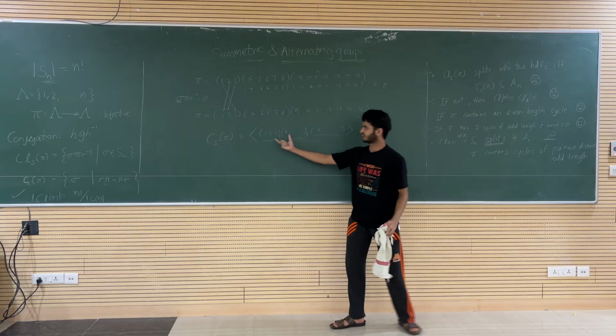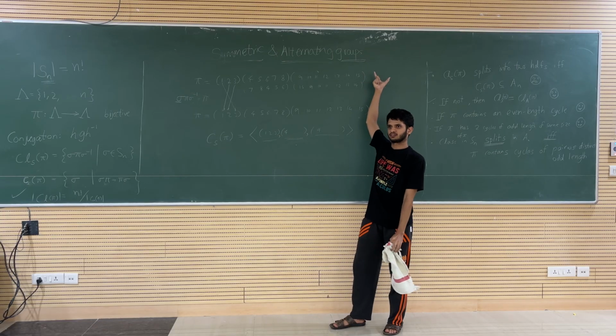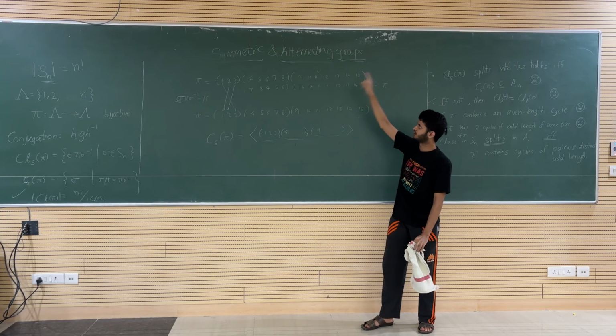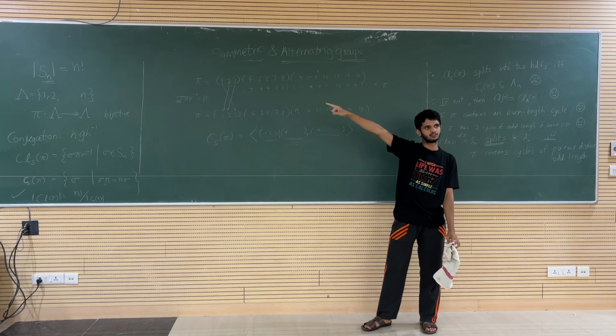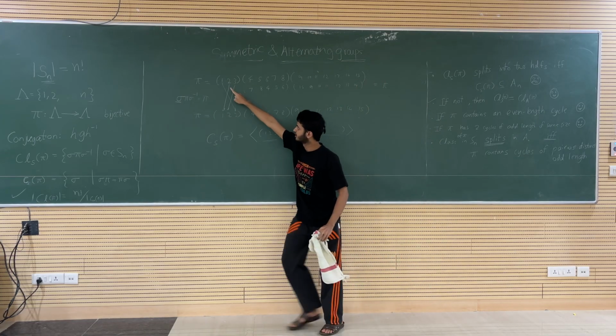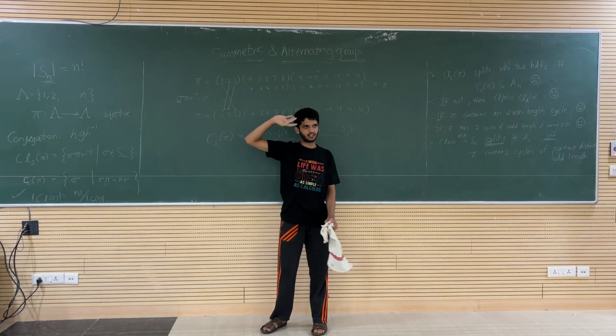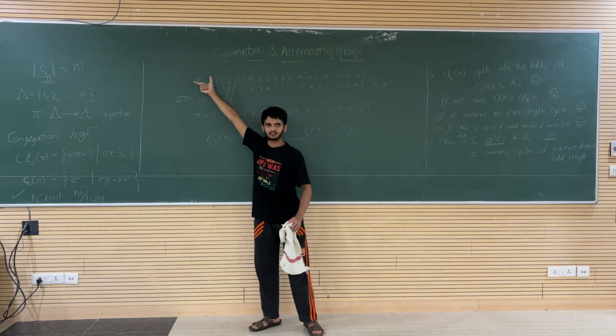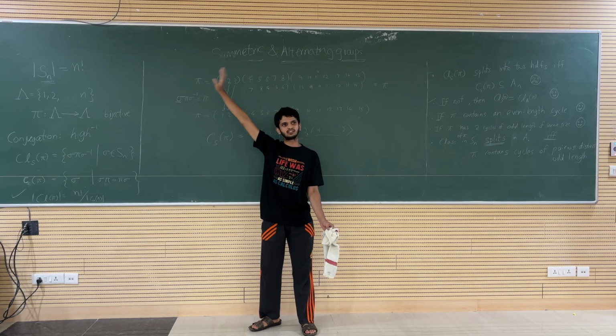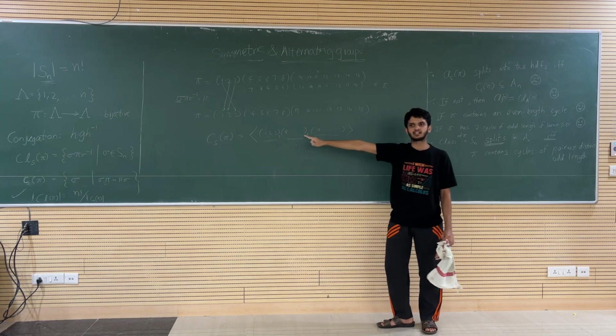You can see right now. Take 1, 2, 3. Put it. What will 1, 2, 3 do to this whole cycle? What will it do? 1, 2, 3 will go here. It will make it 1, 3, 2. Now multiply 1, 2, 3 from here. What will happen? It's the same thing. So 1, 2, 3 is a centralizer.